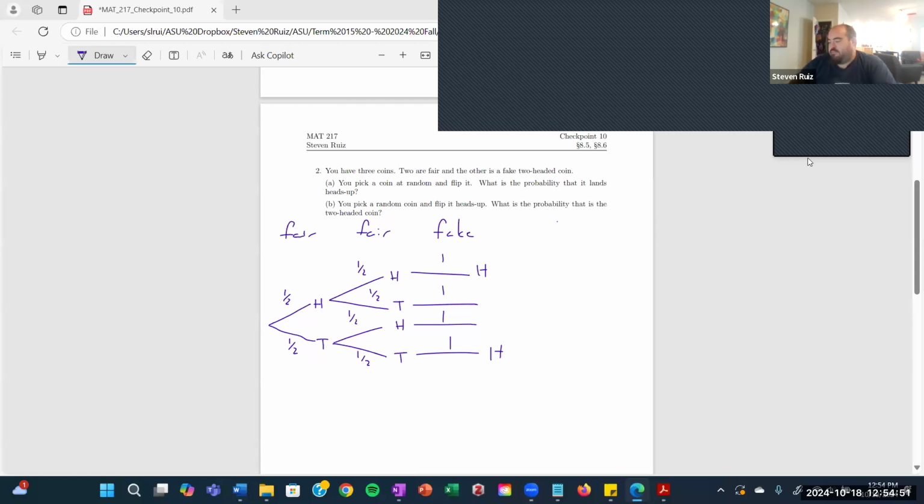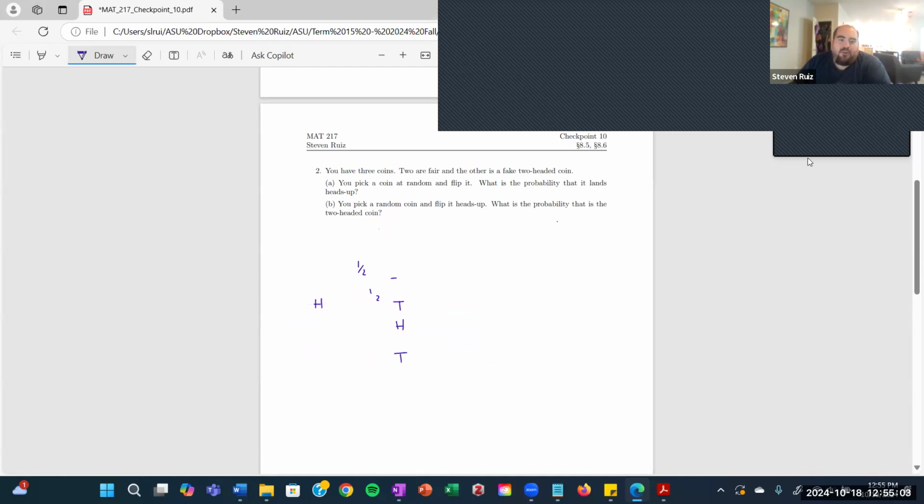All right. I think there's probably a much better way to talk about this first part than a tree diagram. So let's do that. For this first part, I pick up a coin. I don't look at what kind of coin it is, but then I flip it. So what's the probability that it lands heads up? There are 3 coins, so I pick up a coin at random. I think it's safe to assume that I have an equal chance of picking up any one of the 3 coins.